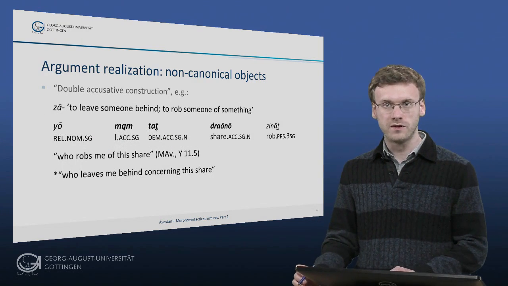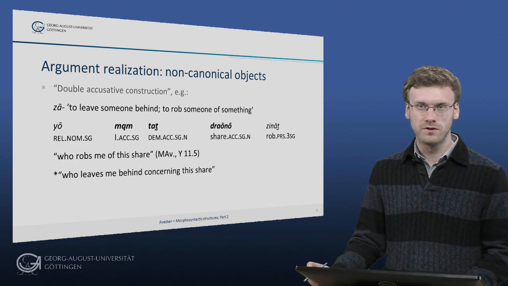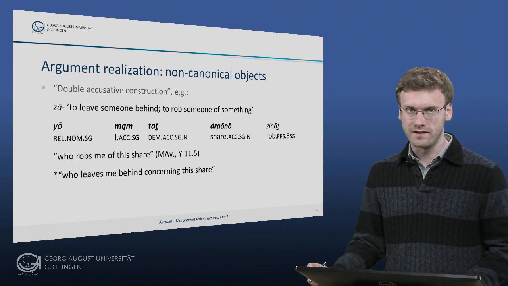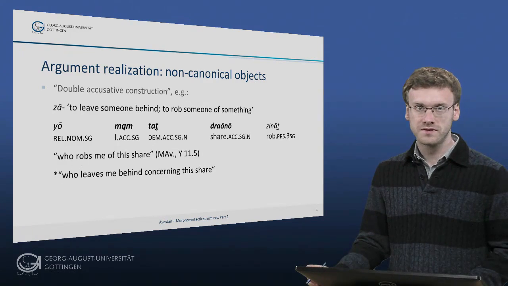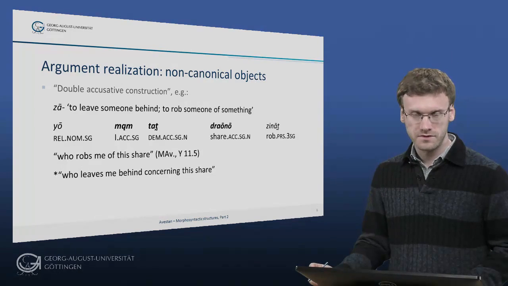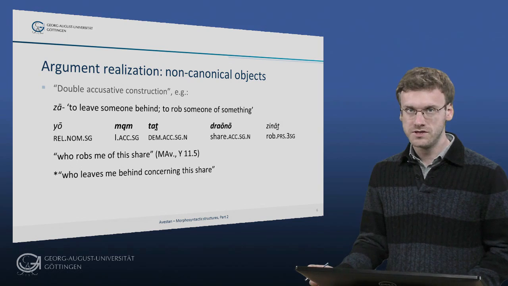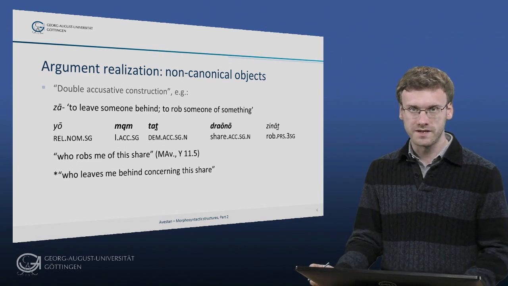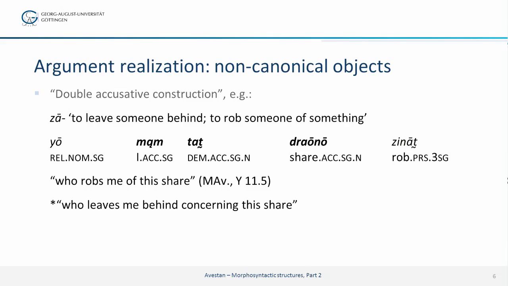Other verbs take two accusative objects, representing different semantic roles. An interesting case is the verb za, which means to leave someone when used with a single accusative object. But when used with two accusative objects, the meaning shifts from to leave someone to rob someone of something. The example here is yo mom tat drauno sinat, who robs me, zinat, or robs me, mom, of this share, tat drauno.